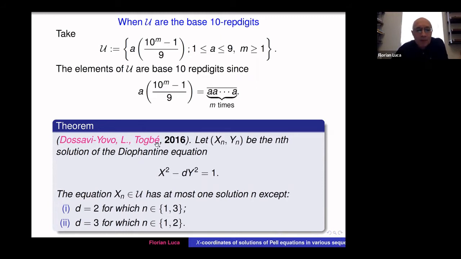Now, here's a theorem that I proved with Apollinaire and with Alain Togbe. Apollinaire is a student from Benin. This was done in 2016. Our theorem says, let x_n, y_n be the nth solution of this Diophantine equation, x squared minus dy squared equal plus 1. Then this equation has at most one solution n, except if d is equal to 2, for which the first and the third solutions are there, and d is equal to 3, for which the first and the second x coordinates are there.